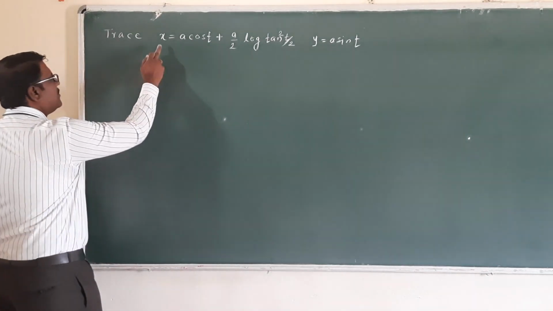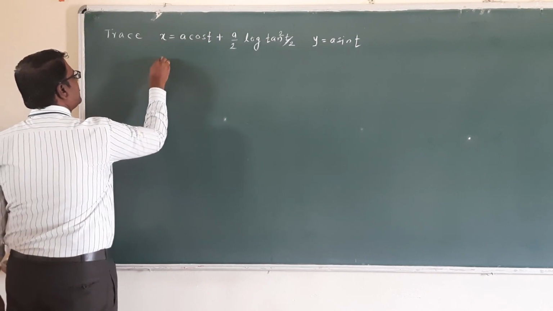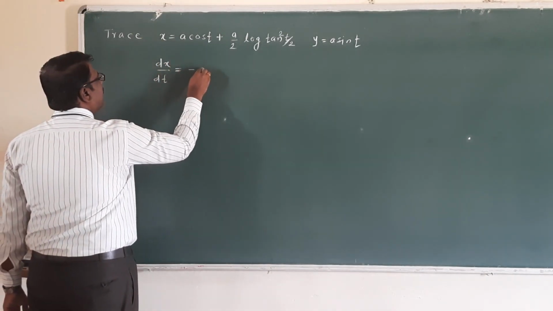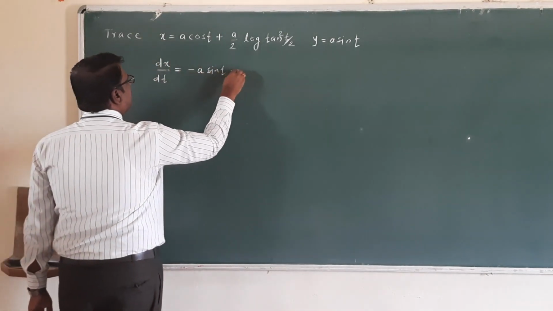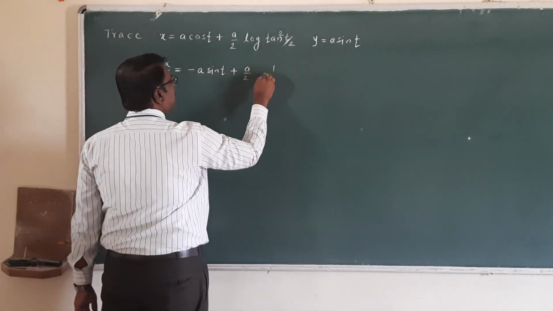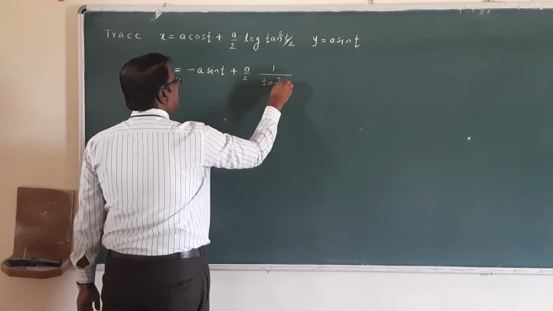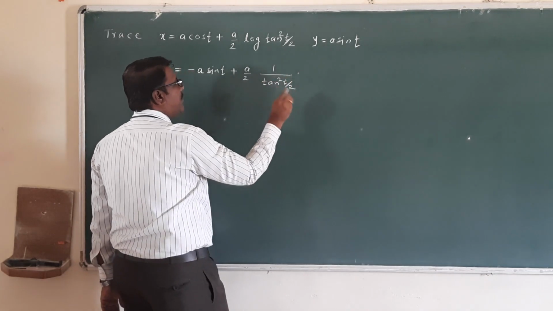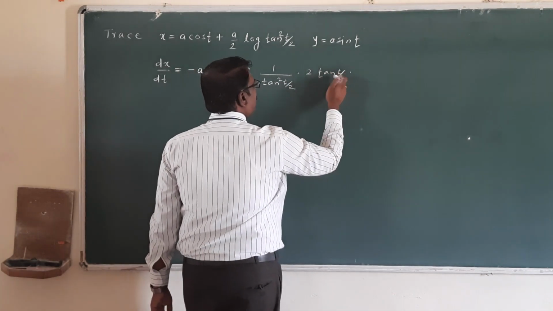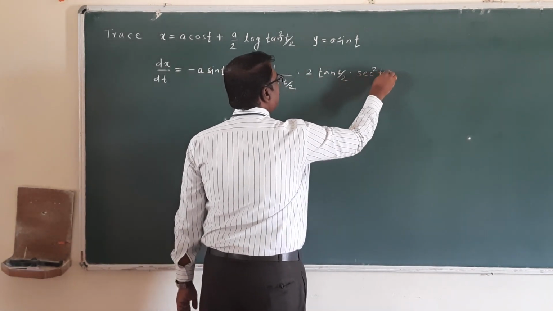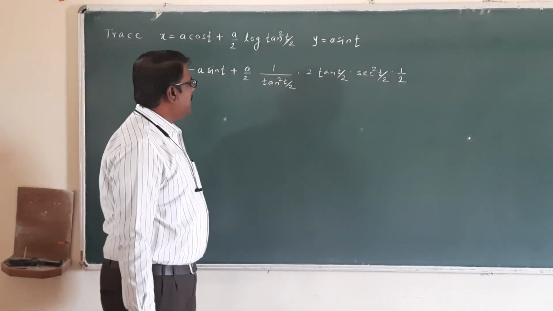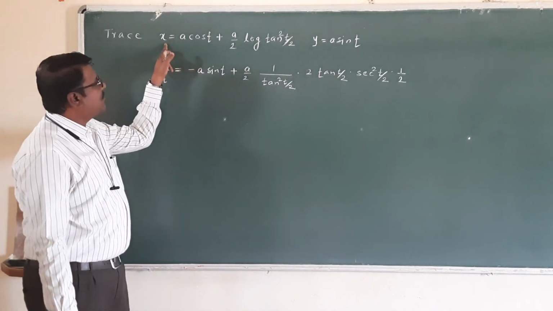Okay. So differentiate this x with respect to t, we will get dx by dt is equal to, so here it is minus a sin t plus a by 2 constant as it is, derivative of log of something is 1 upon something into derivative of tan square t by 2 is 2 tan t by 2 into sec square t by 2 into derivative of t by 2, it is half. So try to understand this derivative.